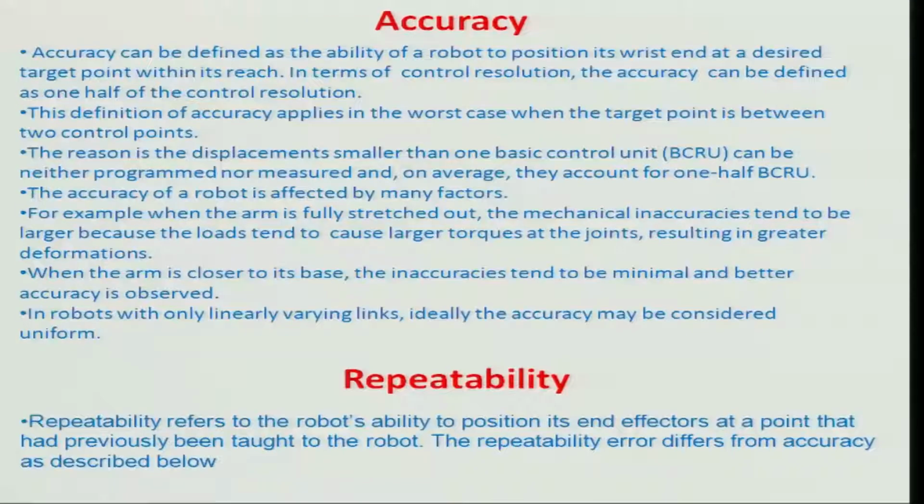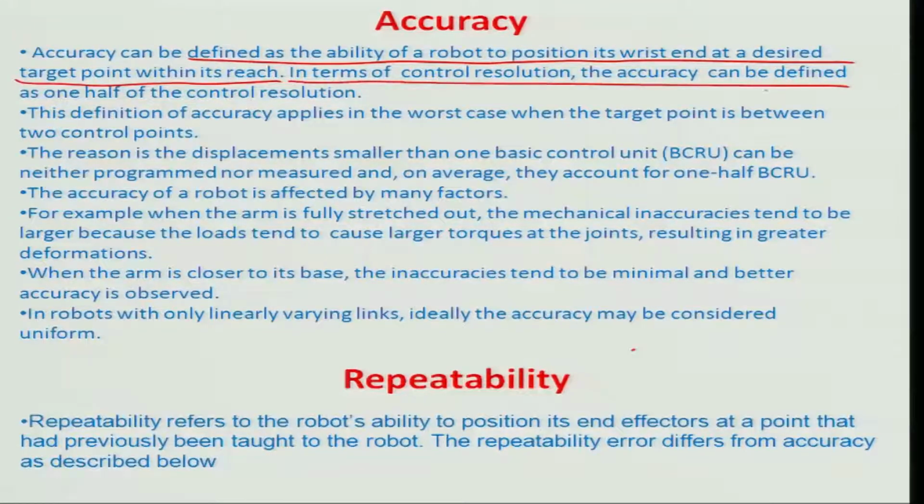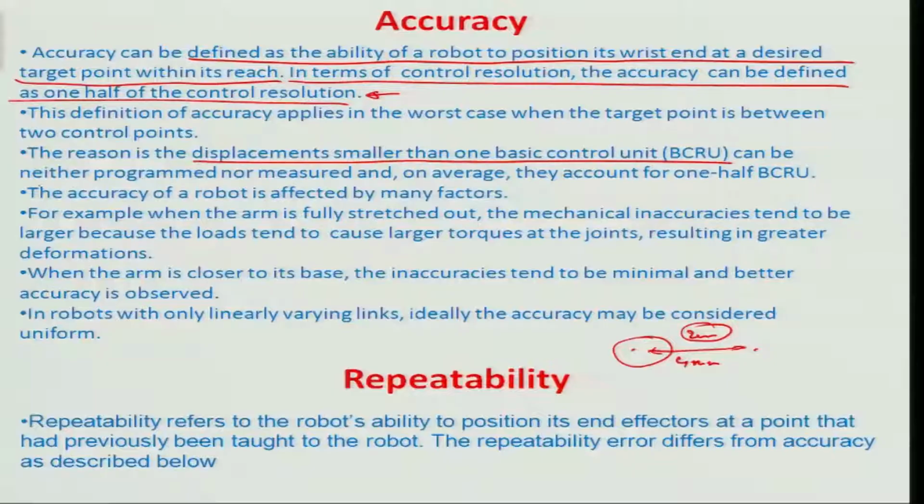Then there is accuracy, which can be defined as the ability of a robot to position its wrist end at a desired target point within its reach. In terms of control resolution, the accuracy is defined as 1/2 of the control resolution. So, supposing there are 2 control points which are 4 mm apart, the accuracy should be at least 2 mm for it to be able to position. That is the whole idea behind accuracy. The reason is that displacements smaller than one basic control unit can neither be programmed nor measured, and on average they account for 1/2 BCU.